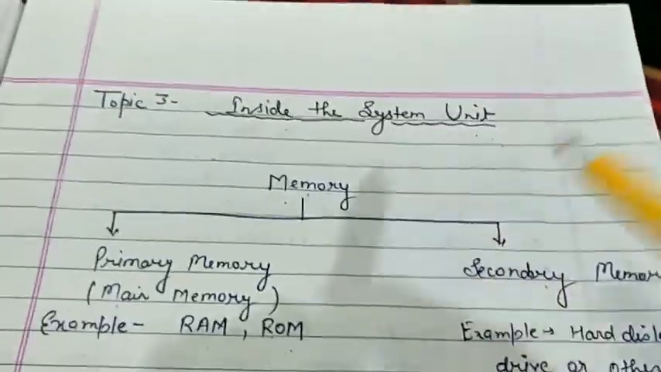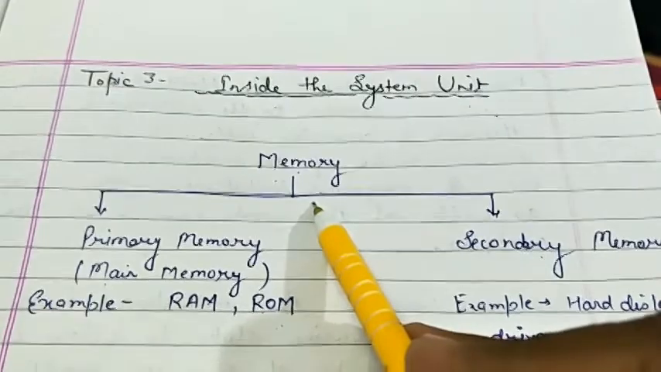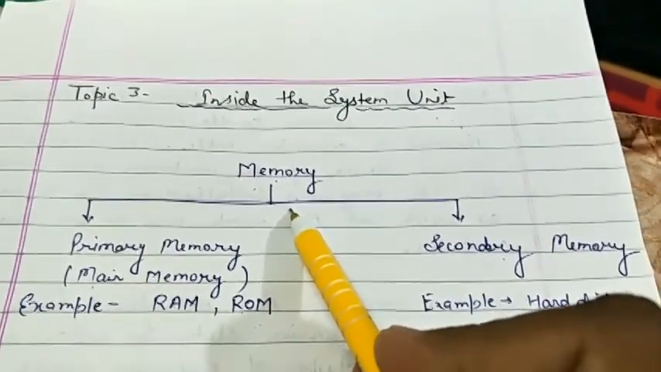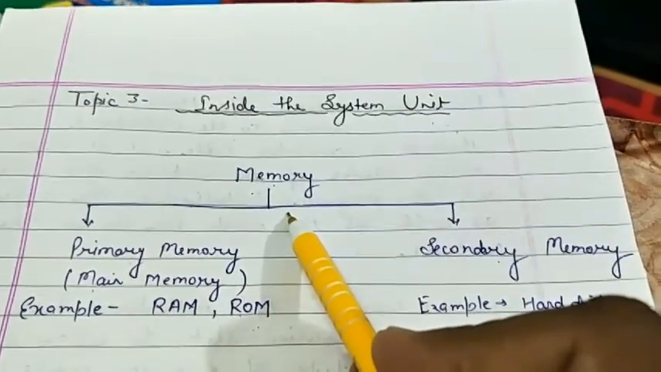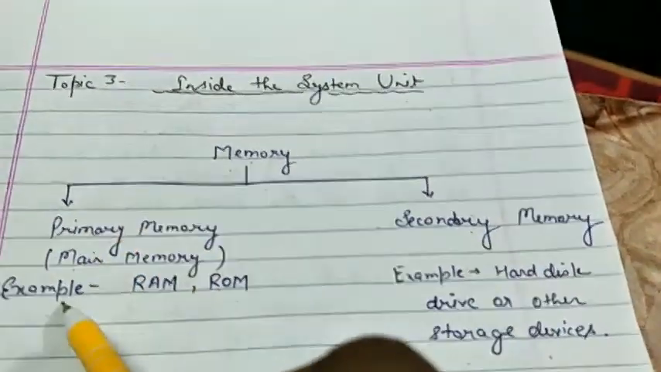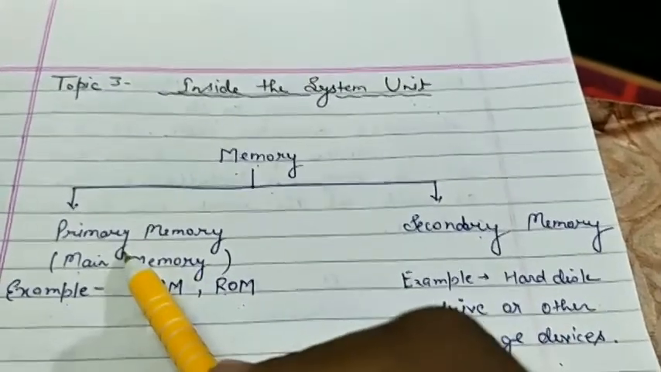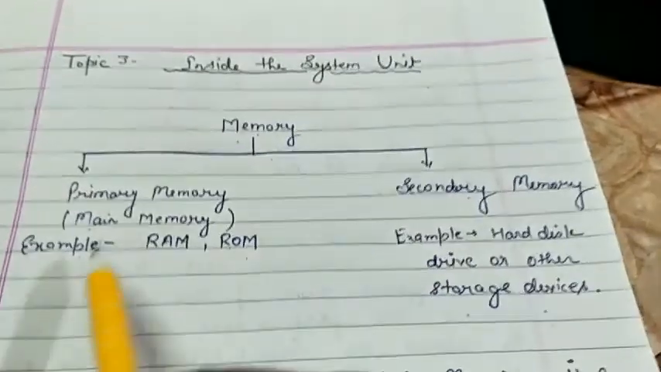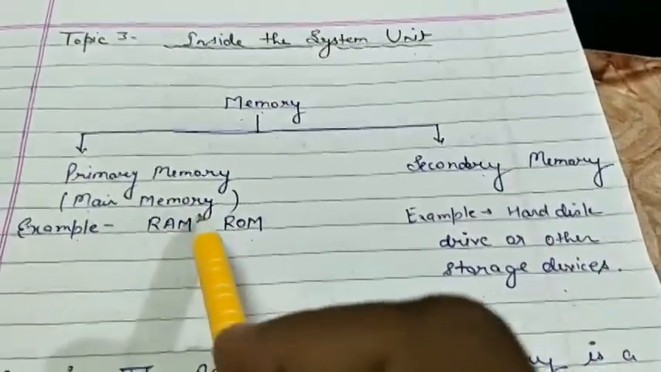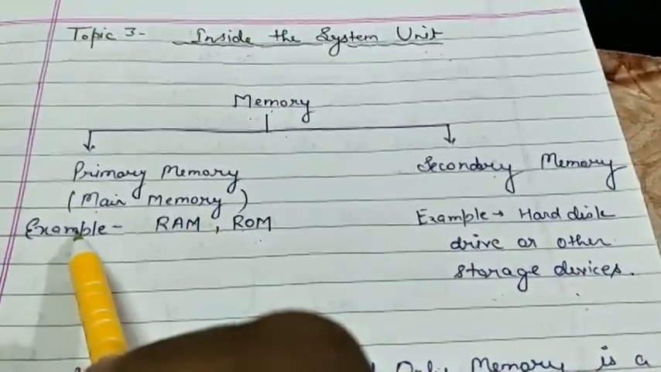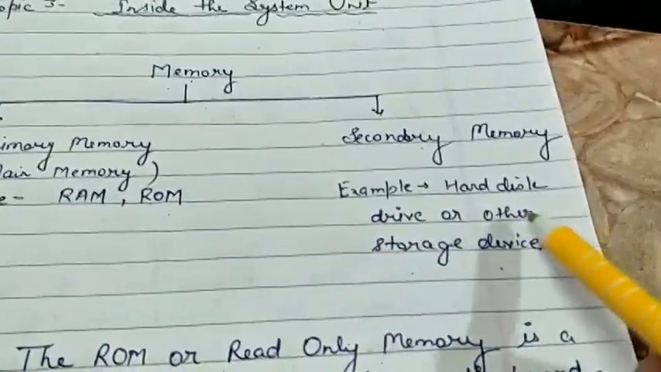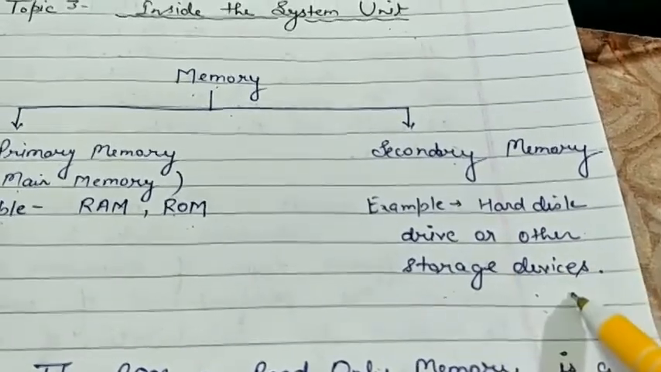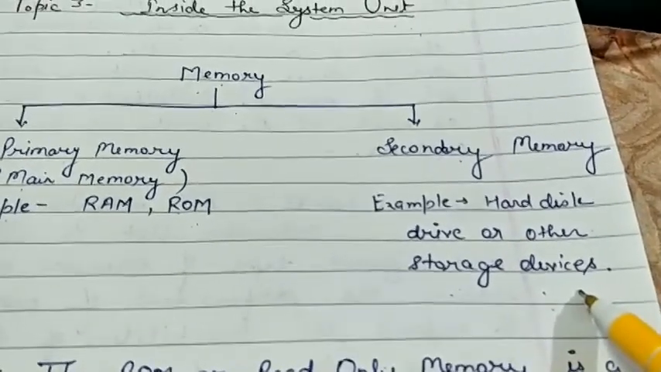Okay, now, what is memory? Memory is a device that is used to store information for immediate use in the computer. Basically, there are two types of memory. First one is primary memory and second one is secondary memory. Primary memory is also called main memory. The examples of primary memory are RAM and ROM, and the examples of secondary memory are hard disk drive or other storage devices like pen drive, CD, etc.